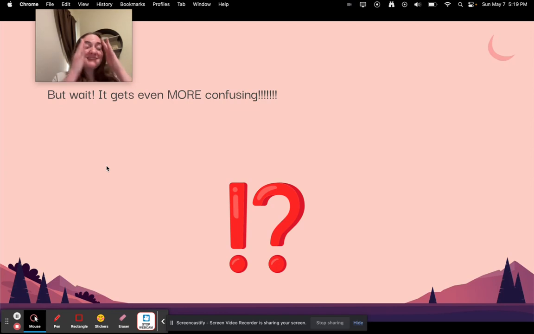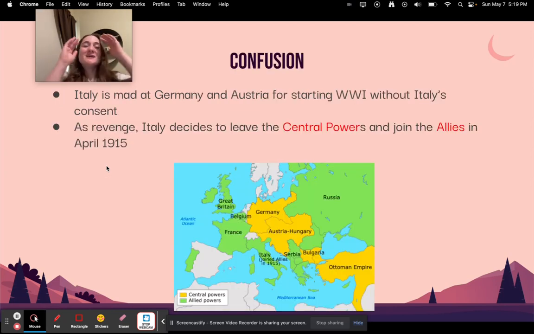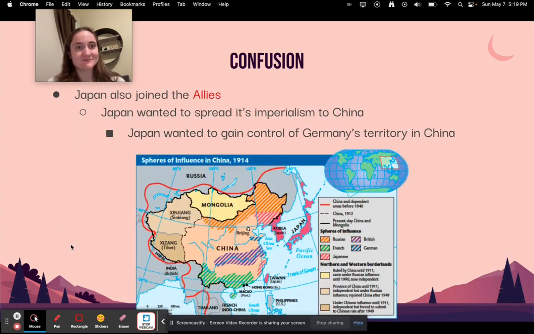But wait, it gets even more confusing. So Italy is super mad at Germany and Austria-Hungary for starting World War I without their consent. They're like, dude, you just dragged me into a war I didn't want. So as revenge, Italy decides to leave the Central Powers and join the Allies in April of 1915. So that's why on this map here, Italy is part of the Allied powers.